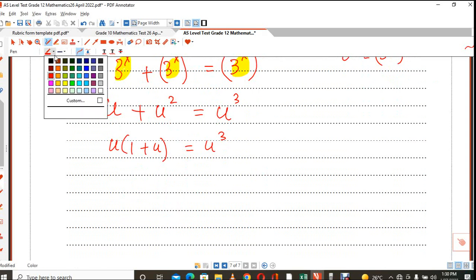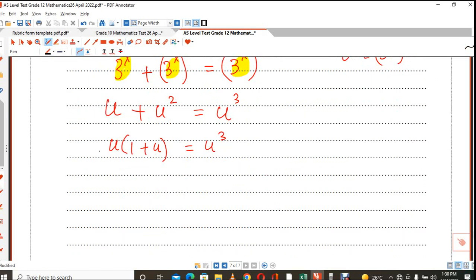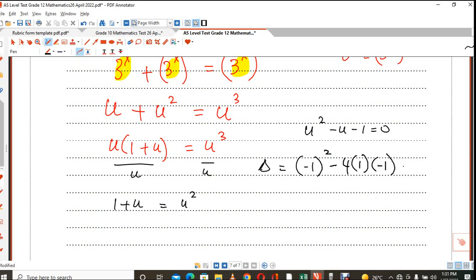It's the same thing. You'll get the same answer. So you are left with 1 plus u equals u squared. At the end of the day, you will have a quadratic equation. The discriminant is negative 1 squared minus 4 times 1 times negative 1. If you have to work it out, that's 1 plus 4.